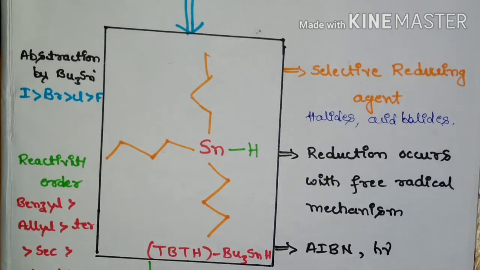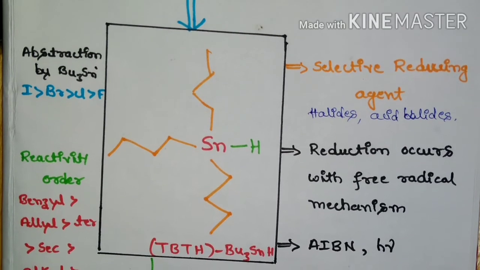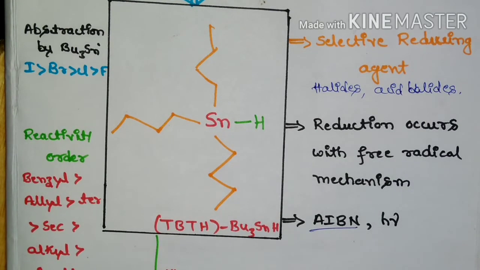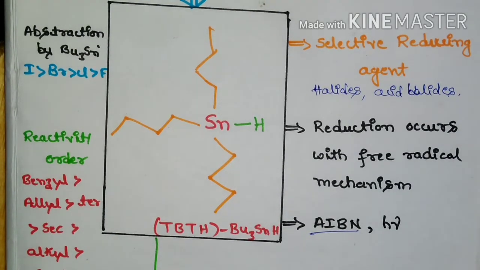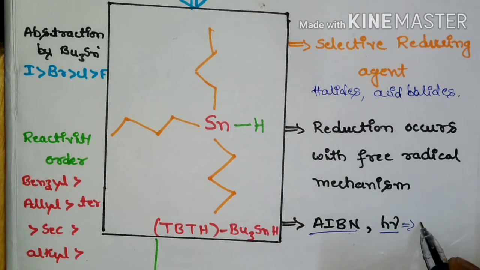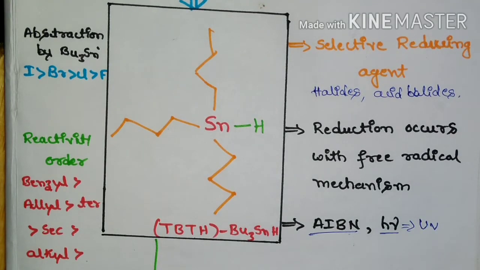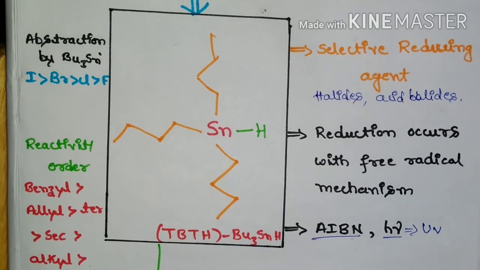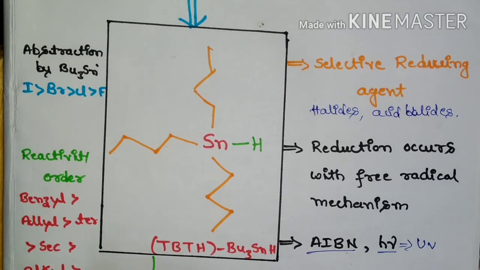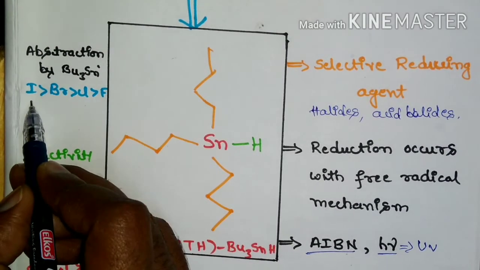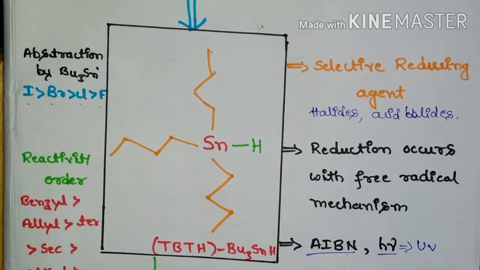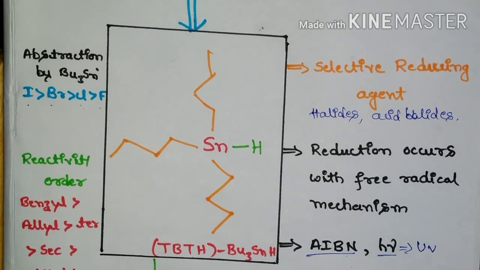And if we are talking about free radical mechanism, then there will be some initiators, and widely used initiators are AIBN, azobisisobutyronitrile, and here the light radiation used is UV. And if we come to the abstraction, the relative rate of abstraction of halogen follows this order, that is iodo will be greater compared to bromo, compared to chloro, and least is fluoro.